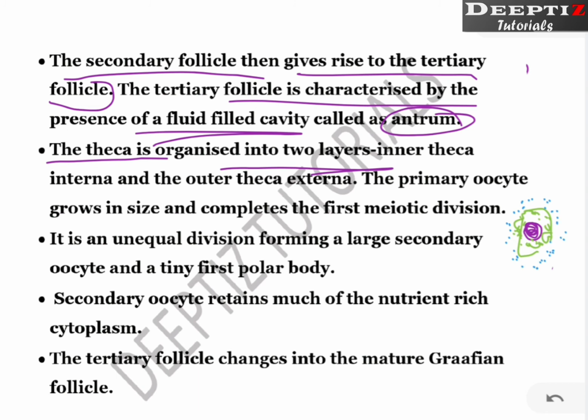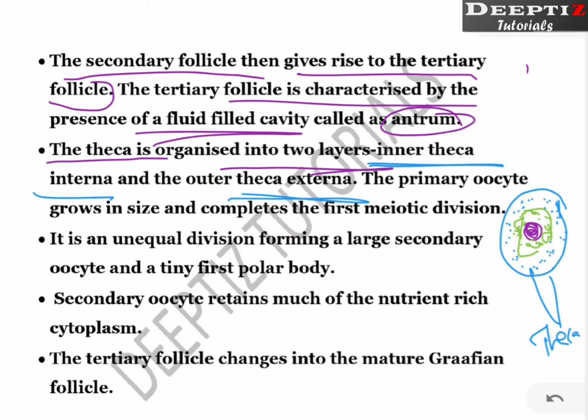Now this theca will develop into two layers. So one dotted and one complete line, right? So there will be an outer and an inner theca layer. So that is what is written here. The outermost layer was theca, which is divided into two, that is theca interna and theca externa.